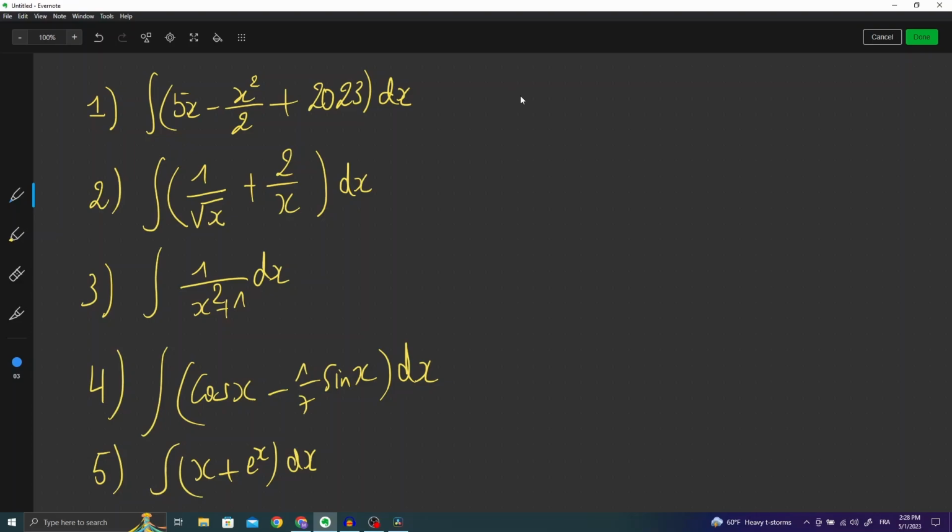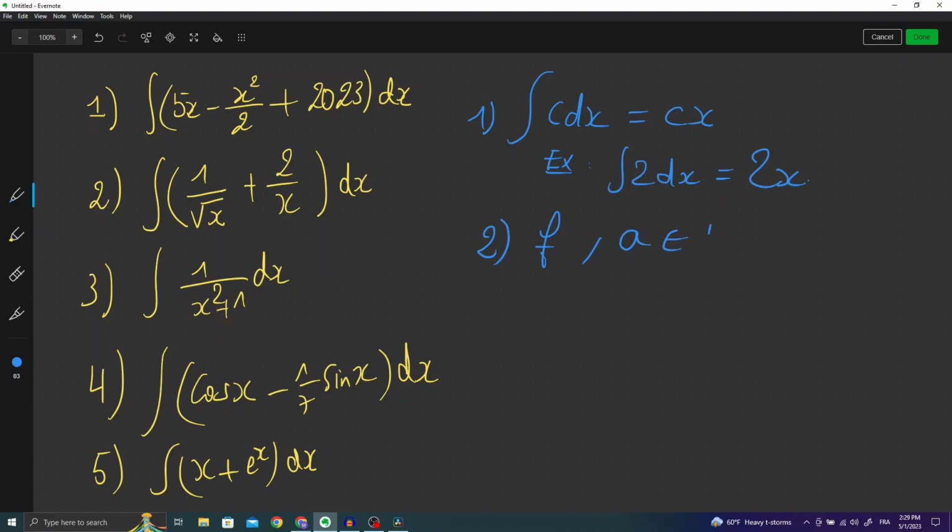The first one is the integral of any constant c dx is actually cx. As an example, the integral of 2 dx is 2x, okay? That's the first property. The second property: if you take any function f and you have a fixed real number a, then in the integral of a f(x) dx, we can put the a outside the integral and it becomes a multiplied by the integral of f(x) dx.